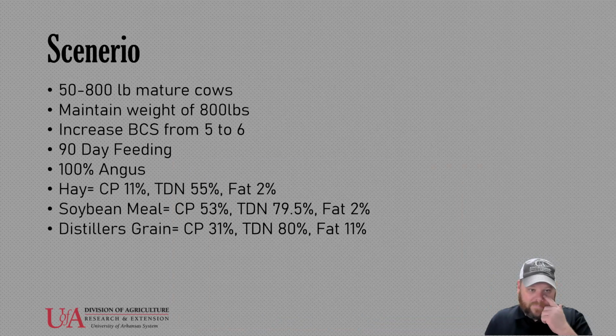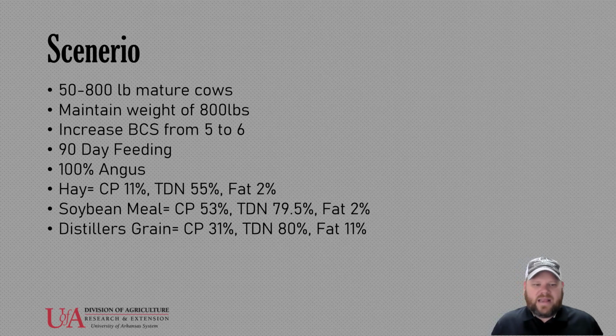Okay. So here's the scenario for the situation that I worked out. We've got 50, 800-pound mature cows. We're just trying to maintain that 800-pound weight throughout the wintertime. We do want to increase from a 5 to a 6 body condition score because I've got some calving going on, maybe at the end of this feeding season, and I want her built up a little bit to be able to make it through that early lactation.